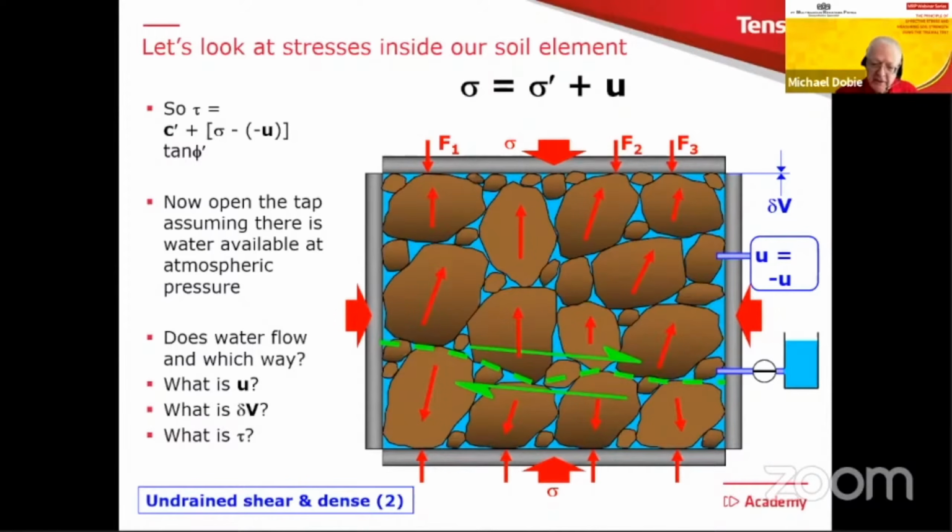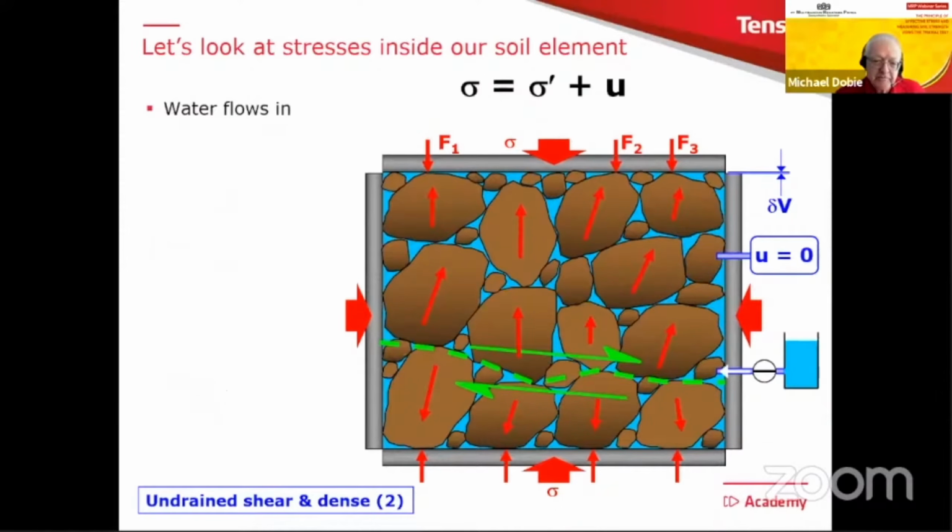So the questions are, when I open the tap, which way does the water flow? What is u? What is delta V? And what is the shear resistance when it all comes into equilibrium? Well, again, this is question number 2 under undrained shear and dense. And I'll have to answer the questions fairly quickly myself.